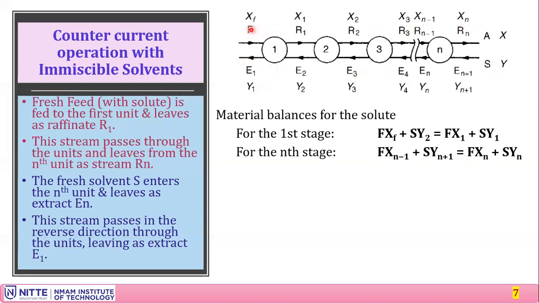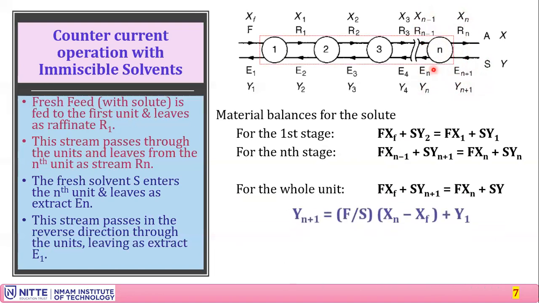So for this particular case, f into xf plus s into e2 input will be equal to f into x1 plus s into y1, since R1 is f and E1 is s into y1. Similarly for the nth stage, you will get this notation: inputs are f into xn minus 1 plus s into yn plus 1, and outputs are f into xn plus s into yn.